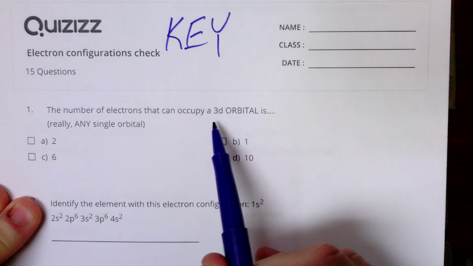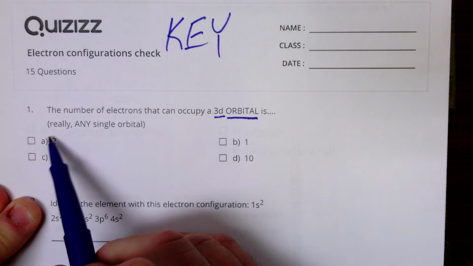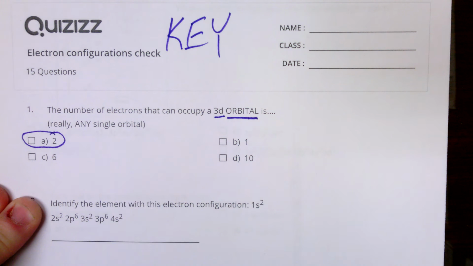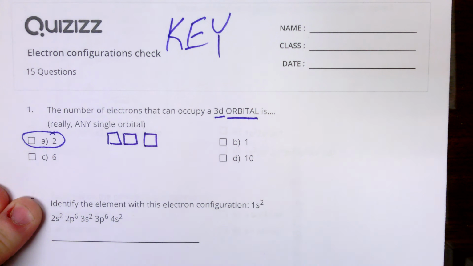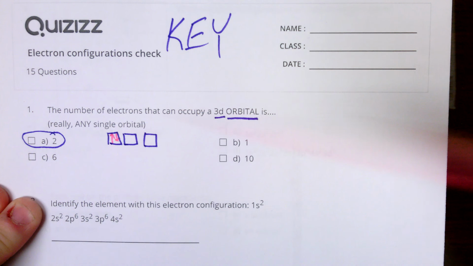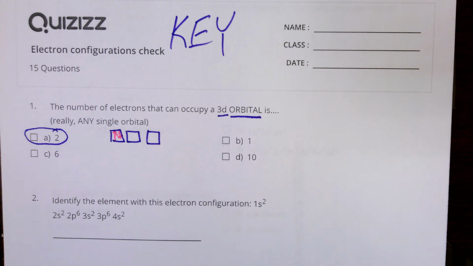So the number of electrons that can occupy a 3d orbital. Now, this is any one individual orbital, really, whether it's a 2d, a 1s, a 7f, any individual orbital can only hold 2 electrons. If you think about doing the orbital notation, and each box represents a particular orbital, how many can go in there? Well, the maximum is 2 in any individual orbital.